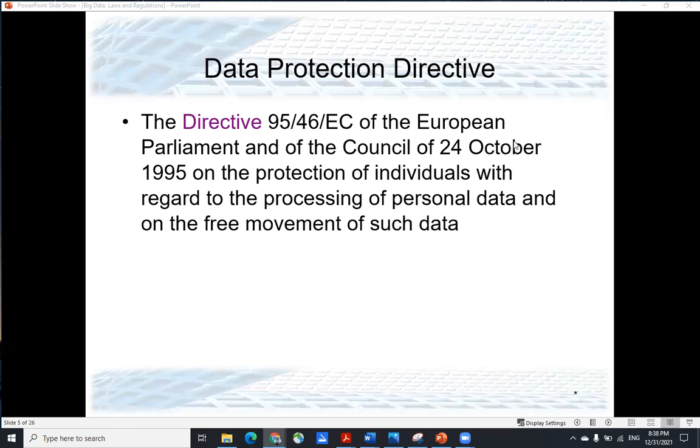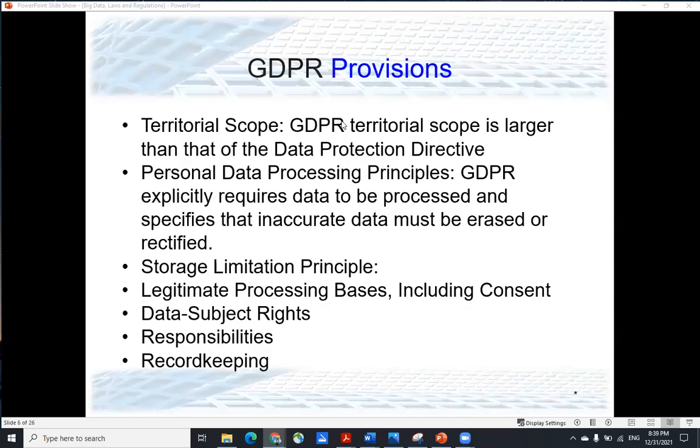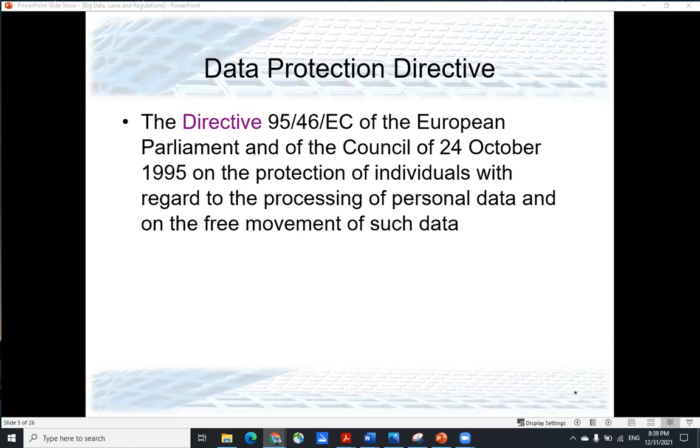So again, this is the Directive 95/46/EC of the European Parliament and of the Council of 24 October 1995, and it basically deals with the protection of individuals with regard to the processing of personal data and on the free movement of such data. This was implemented in 1995 and it was outdated by 2012. The European Commission proposed something called GDPR to update this directive. And the one thing about the directive, going back to that, is that it was not really mandatory. It was kind of a proposal.